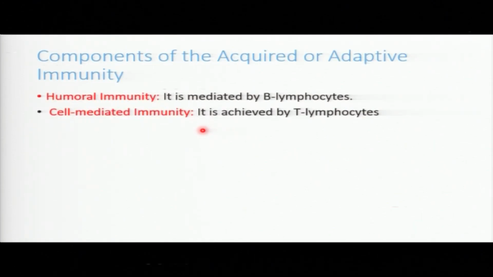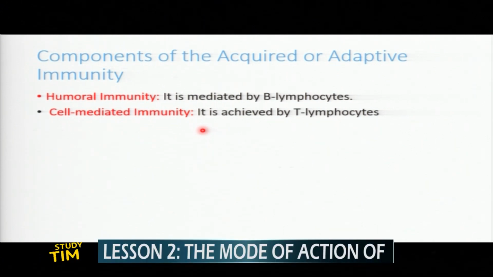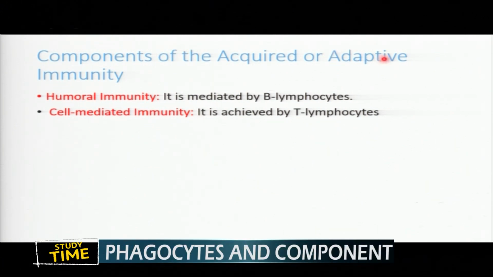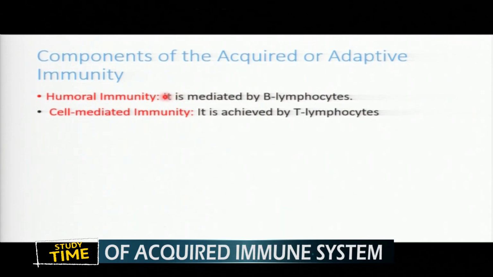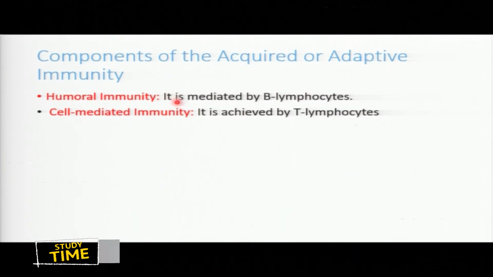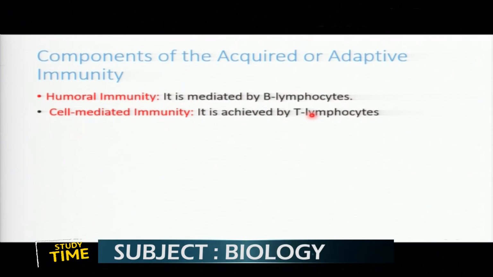So now, we do have components of what? Of the acquired or adaptive immunity. We do have humoral immunity and cell-mediated immunity. So this humoral immunity is mediated by B lymphocytes, while cell-mediated immunity is achieved by T lymphocytes. My friends, those are two components of what? Of acquired immunity, which is also called adaptive immunity.